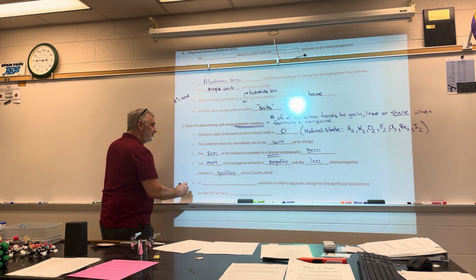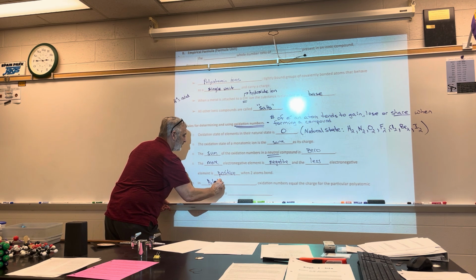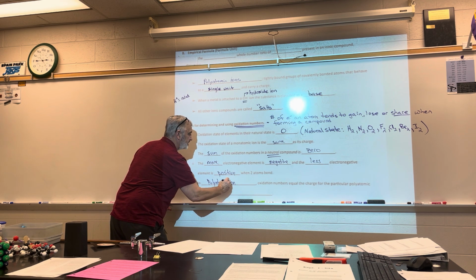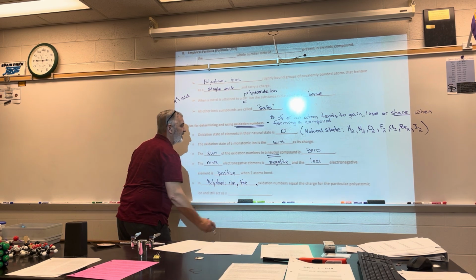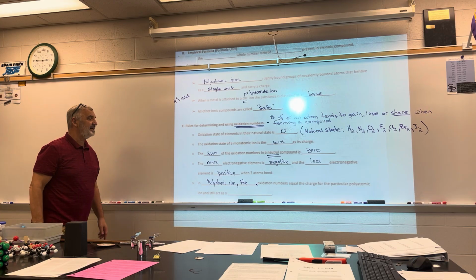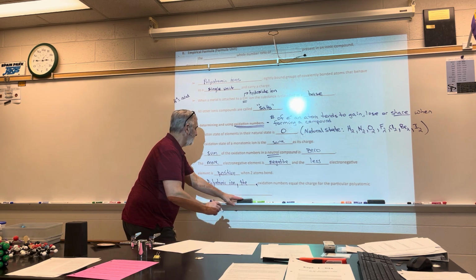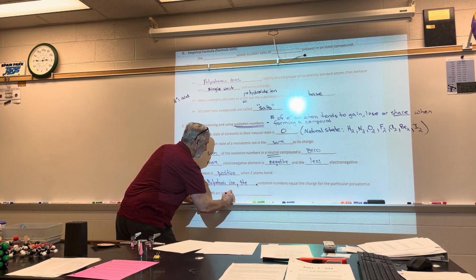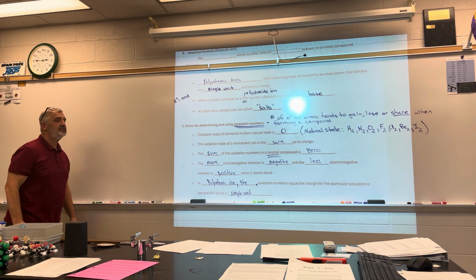And then lastly, in a polyatomic ion, and it really should say common here, I don't know why I didn't put the word in there, the oxidation numbers equal the charge for the particular polyatomic ion, but they still act as a single unit. Alright. So let's talk about what all that means.